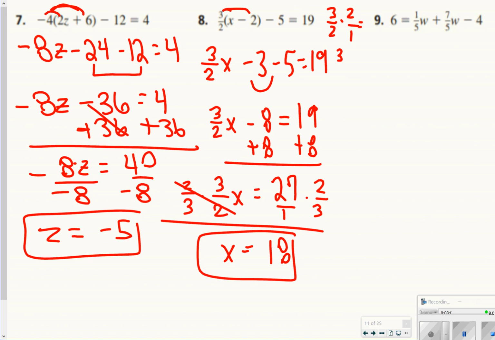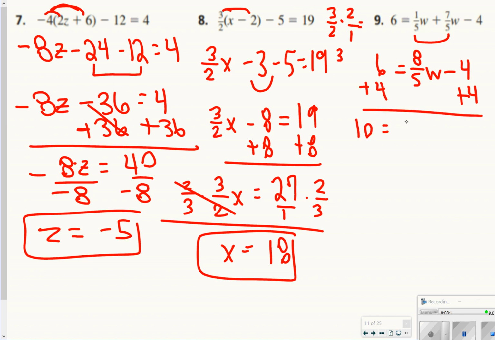For number 9, combining like terms would be the best thing to start off with. 1/5 plus 7/5 gives me 8/5 w minus 4, and that's still equal to 6. I'm going to add 4 to both sides, and that's going to give me 10. So 10 is equal to 8/5 w. I'm going to multiply both sides by the reciprocal, which is 5/8. So w is equal to 50 divided by 8 for number 9.